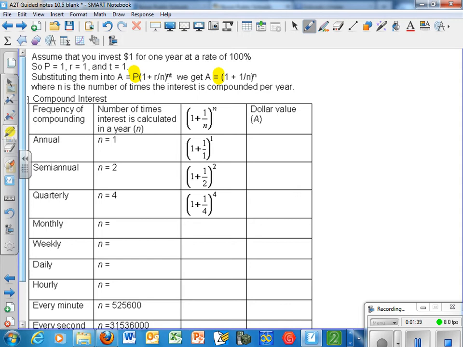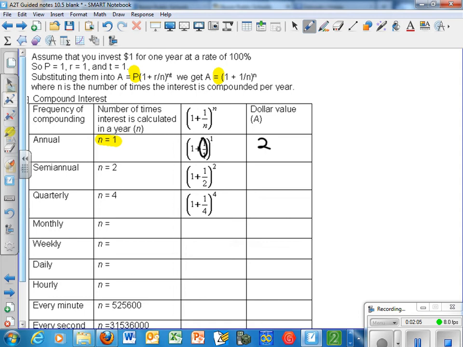And that's what we're going to do here, where N is the number of times, so compound interest. We're going to look at when N changes, what these dollar amounts are. Annually means 1 time a year. So let's put 1 plus 1 over 1 in parentheses to the first power. Well, this is 1 plus 1, so this would be 2.